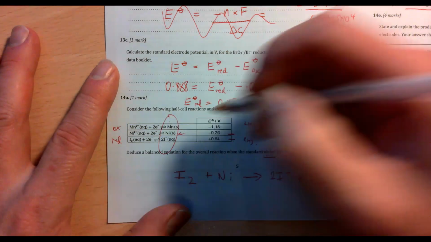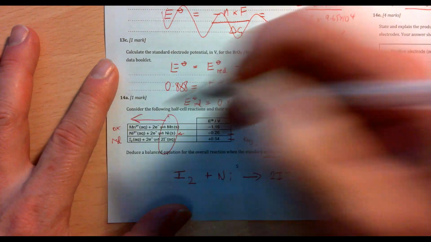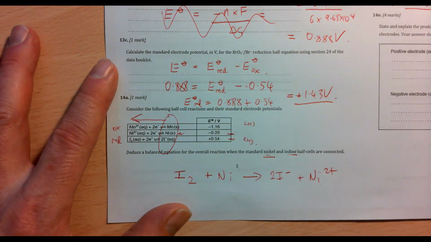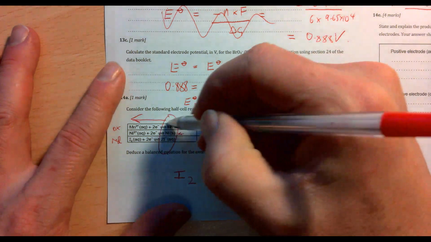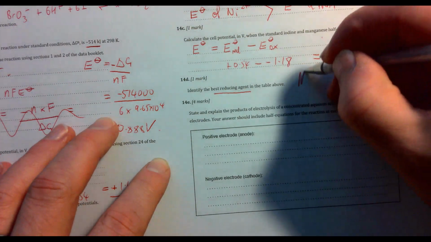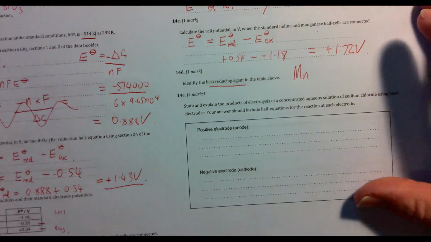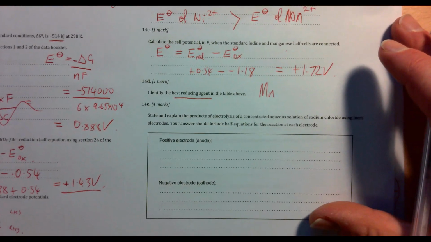And because it's being oxidized, it's going in the reverse direction. So which one's best to go in the reverse direction? Well, it's the one with the most negative E standard, so it had to be Mn, so I'll put Mn over there. Nearly everybody got that wrong, so you do need to practice a few more of those.